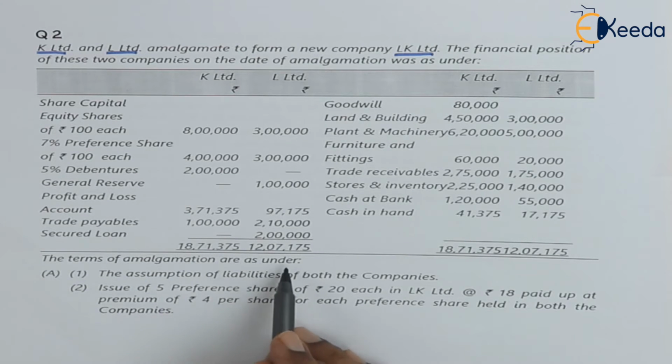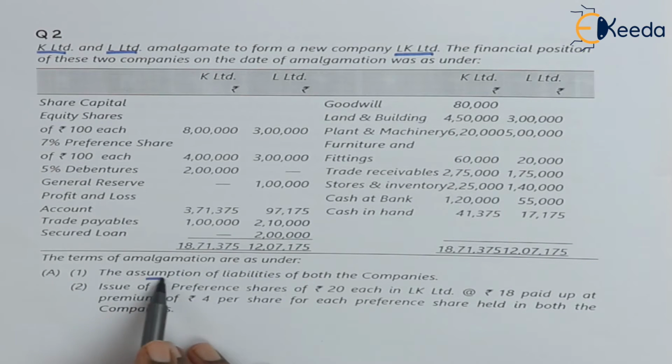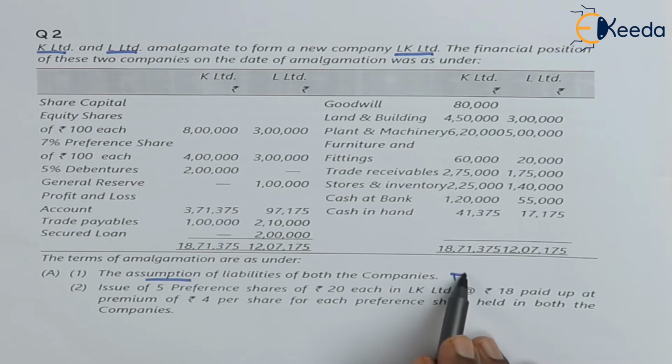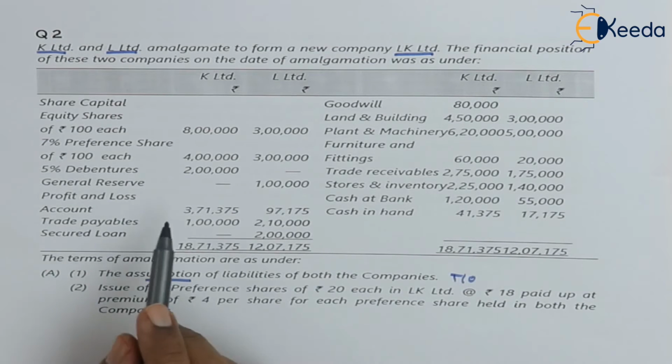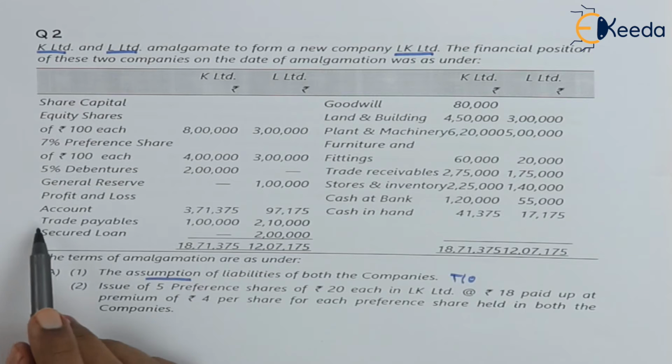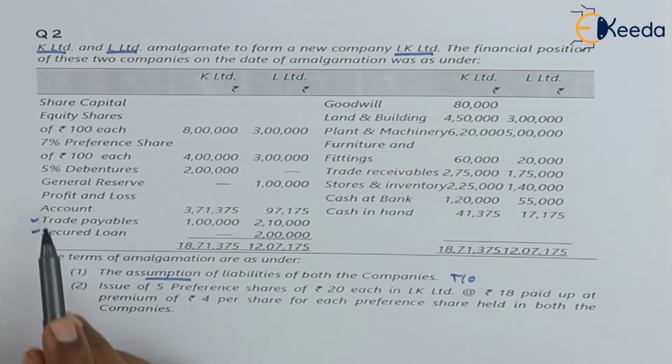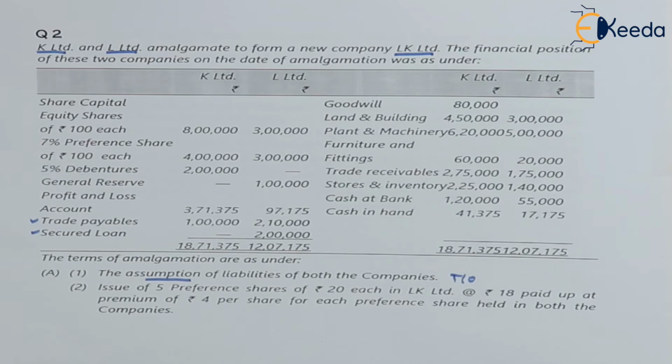Terms of amalgamation are as under. The assumption of liabilities of both the companies; assumption means they have taken over the liabilities. These two liabilities you can notice at the moment, trade payable and secured loan. These are the two liabilities which they will take over.